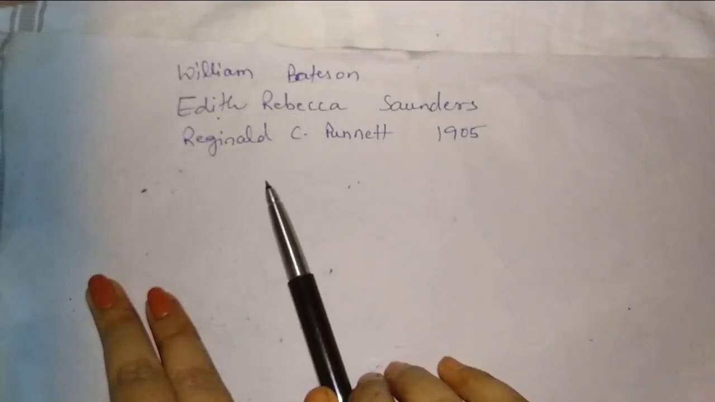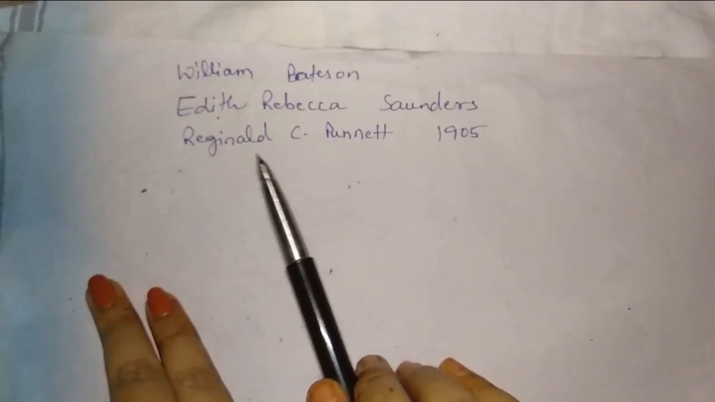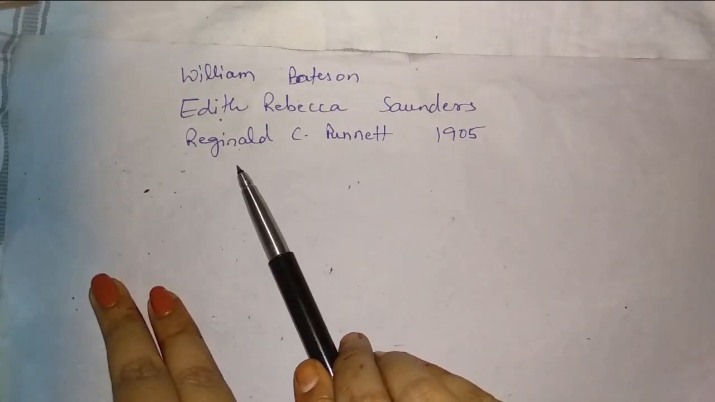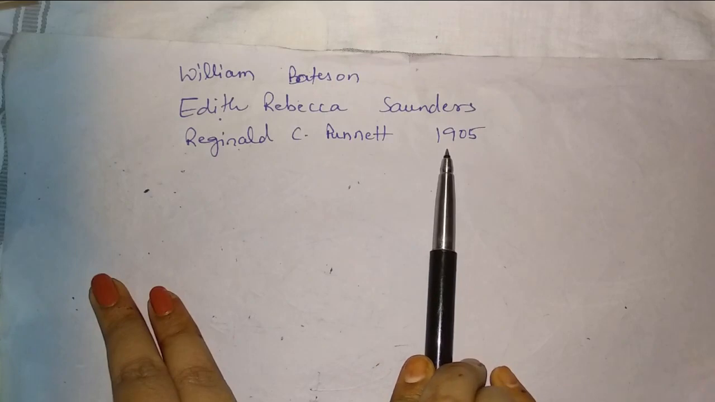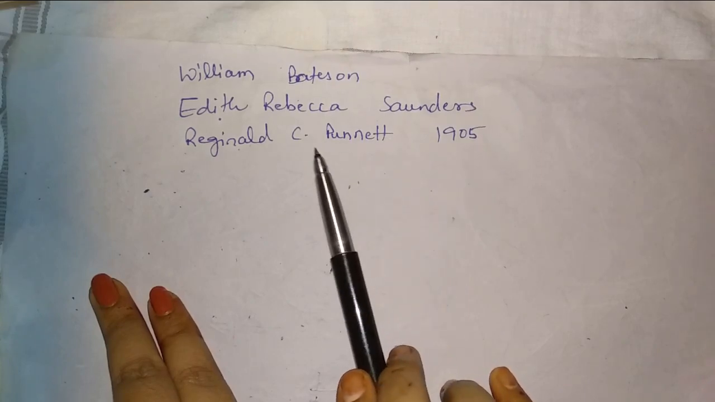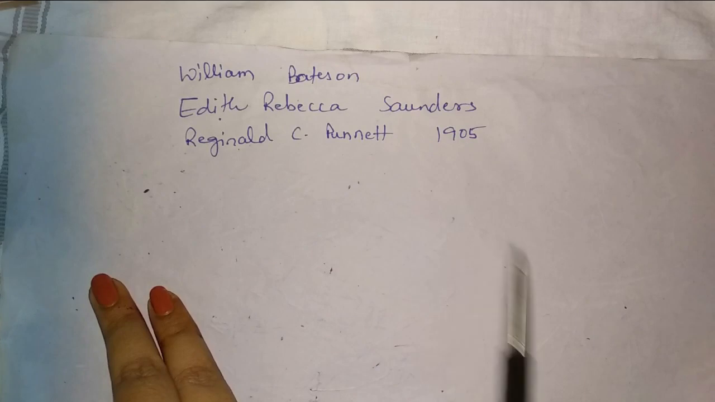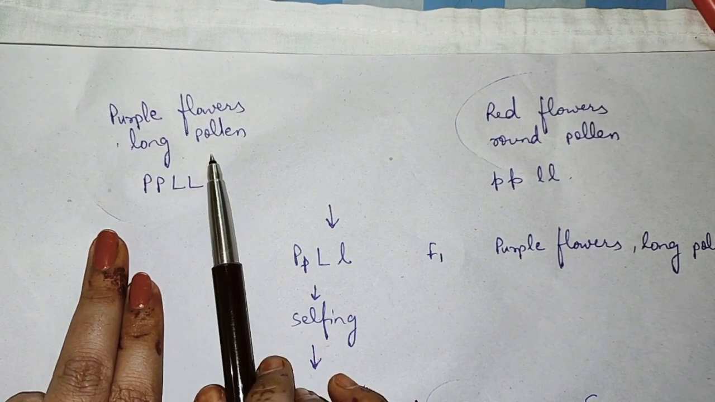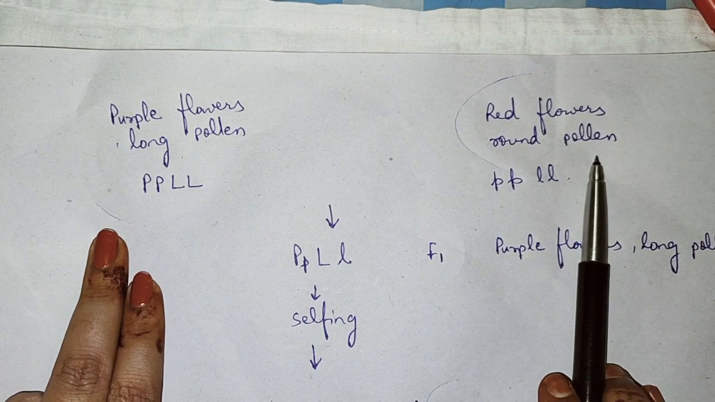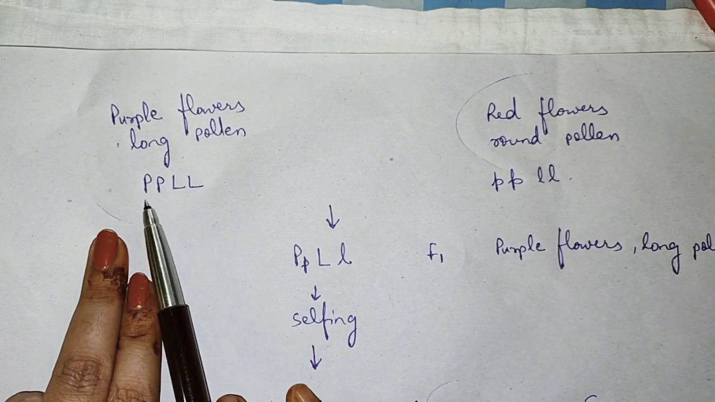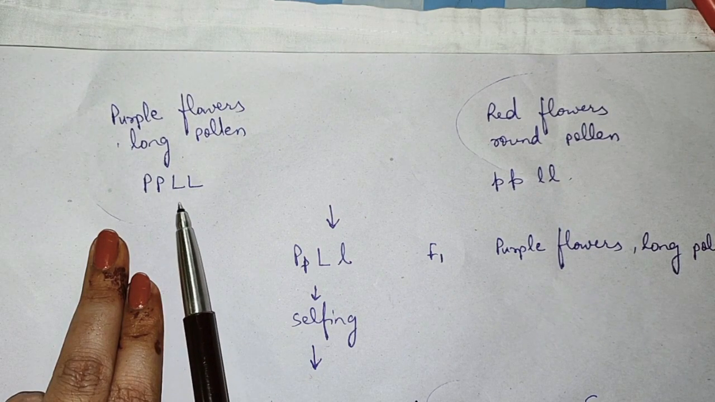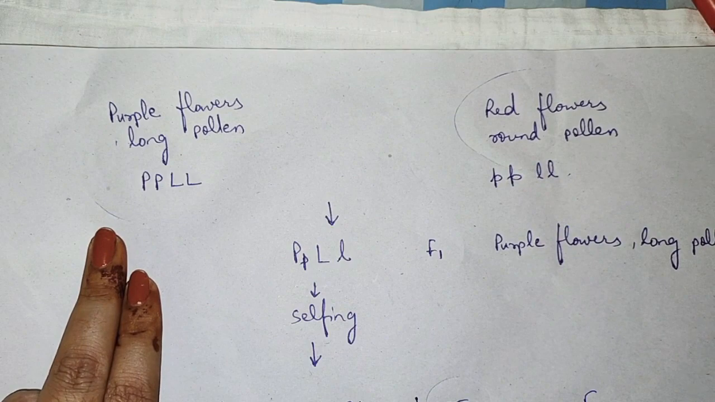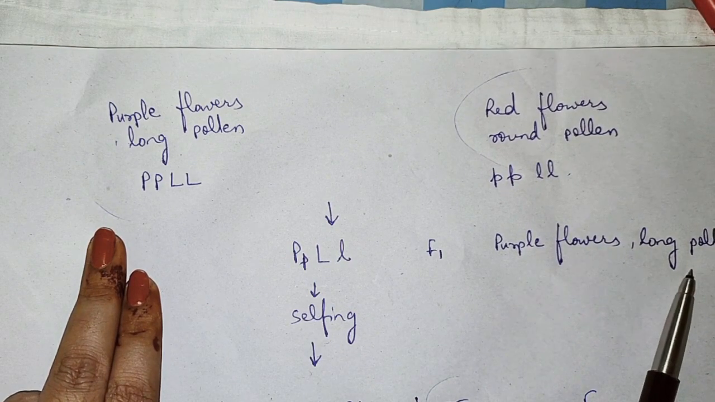The concept of linkage was given by Thomas Hunt Morgan, but it was observed by William Bateson, Edith Rebecca Saunders, and Reginald C. Punnett in the year 1905. They observed it while carrying out experiments in pea plants. They crossed a homozygous purple flower long pollen pea plant with a red flower round pollen pea plant. Purple flower is represented by capital P and long is represented by capital L. When these both were crossed, they got F1 with purple flower and long pollen.